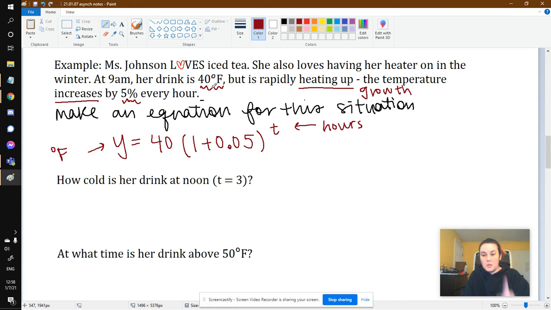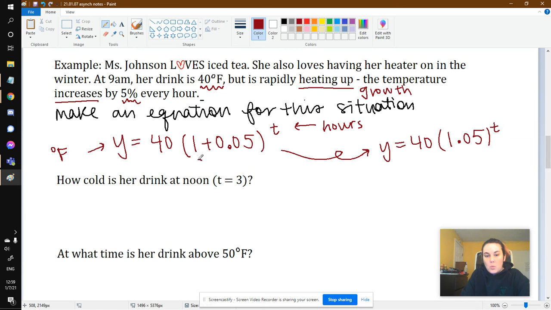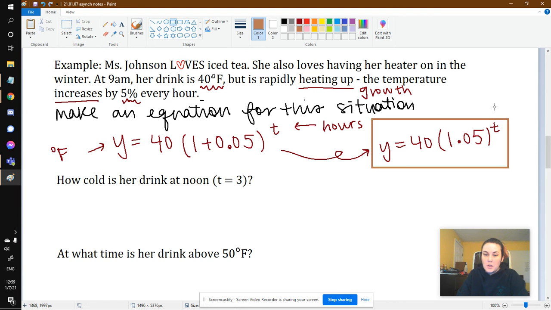Again, we started at 40 degrees, we increased 5%, so we did 1 plus 5% in decimal form. We talked about this in class, where you're allowed to simplify any math anytime, basically. So I'm going to say 1 plus 0.05 is just 1.05. And then when I'm doing my calculations, I'm going to use this version of the equation because it's nicer.